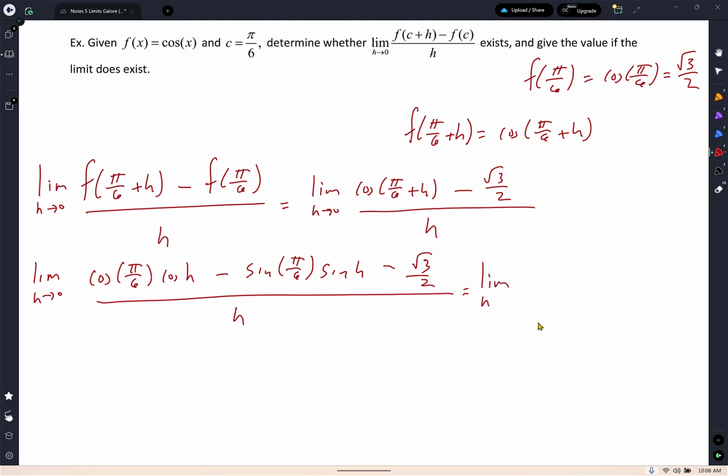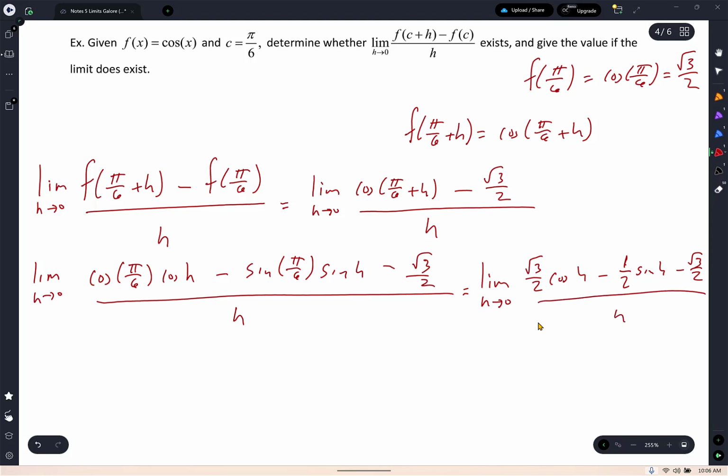Limit as h approaches 0. Cosine of pi over 6, you guys told me, is square root of 3 over 2, cosine h, minus sine pi over 6 is a half, sine h, minus square root of 3 over 2. All this is over h. I'm going to move these two. Because they're not on the other side of the equal sign, they remain with the sign.